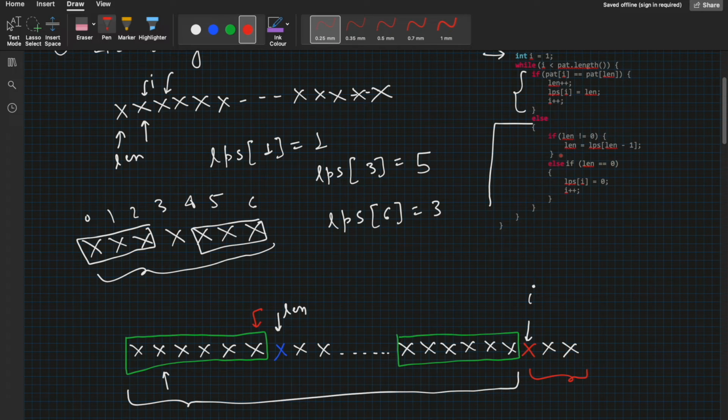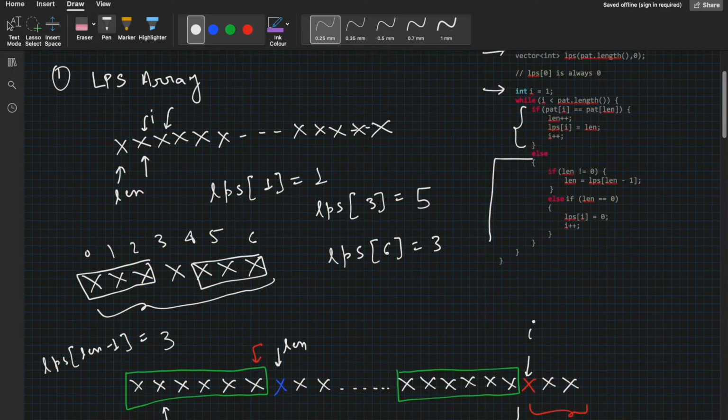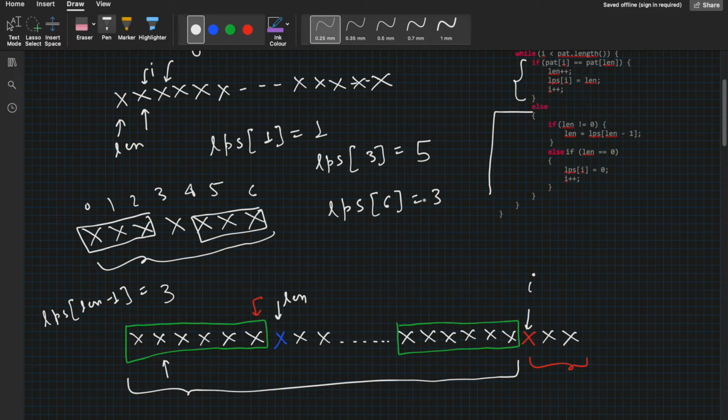But what does it mean to do this? So let's say the value of LPS of length minus 1 is some number. So let's say LPS of length minus 1 is 3, right? Let's say this is the case. So as I explained earlier, in this situation, if LPS of 6 is 3, what does it mean? That first 3 characters are going to match the last 3 characters ending at index 6. Now if the value of LPS of length minus 1 is 3, what does it mean? It means that the first 3 characters, so these 3 characters, are going to match the last 3 characters ending at length minus 1, right? So this is going to match. Okay, makes sense.